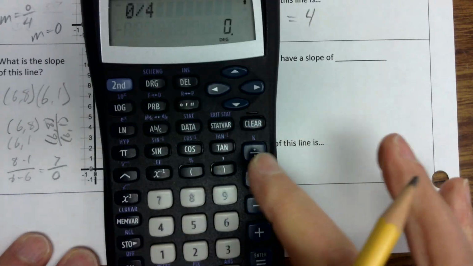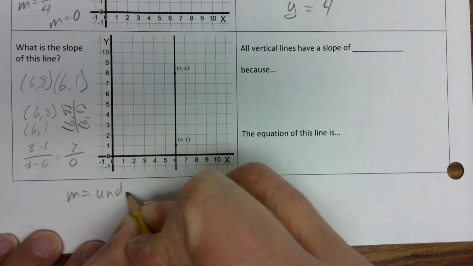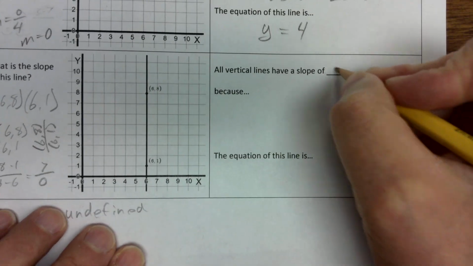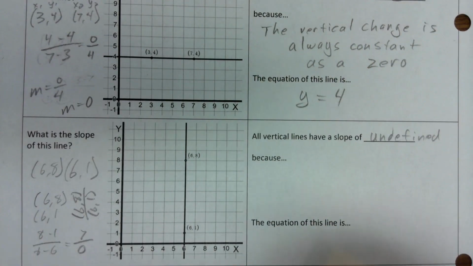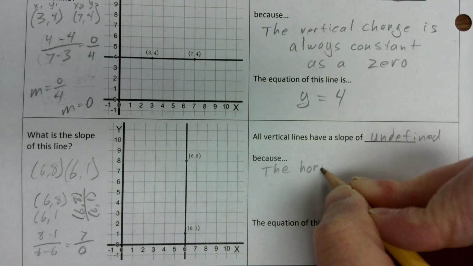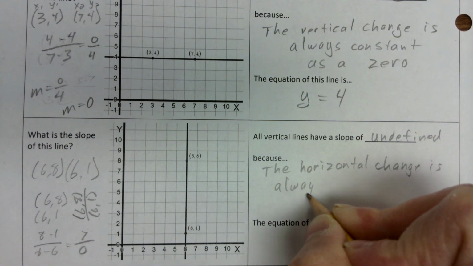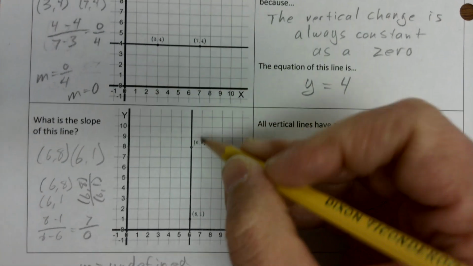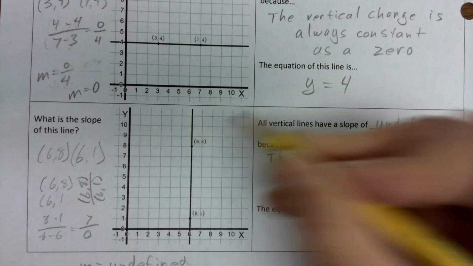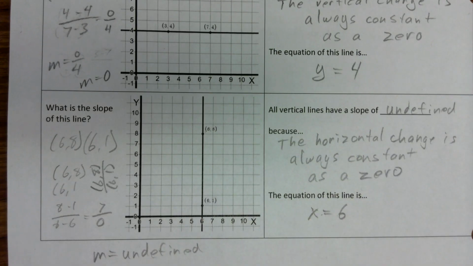Now what happens when you get 7 divided by 0 is a little weird. Whenever you put it into a calculator, you're going to get an error because you can't divide by 0. So this has a slope that is undefined. All vertical lines have a slope of undefined because the horizontal change is always constant at 0, and since that's on the bottom of the fraction, you're going to get undefined. When you look at the points, you'll notice that the x's are the same, so they stay the same for the whole thing. So you can also think about this as it crosses the x-axis at 6, so x equals 6. And that's that.